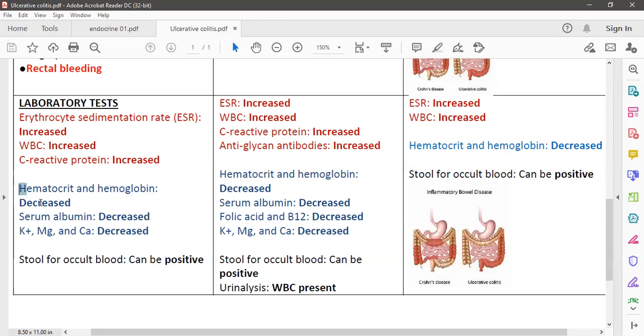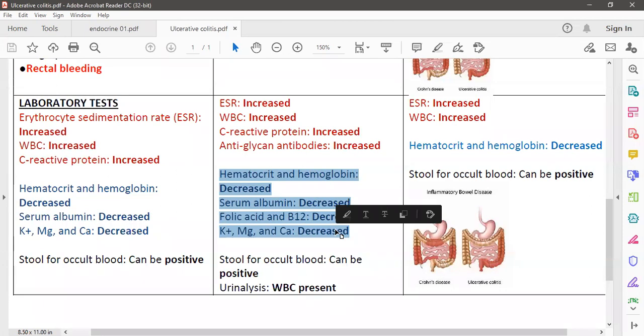So you see all these laboratory tests are the same in case of ulcerative colitis and Crohn disease. In case of diverticulitis, if you check the stool for blood, you can get positive, and it's called occult blood test. Occult blood test is also positive for ulcerative colitis and Crohn disease. In urine analysis, we can get WBC present, right?